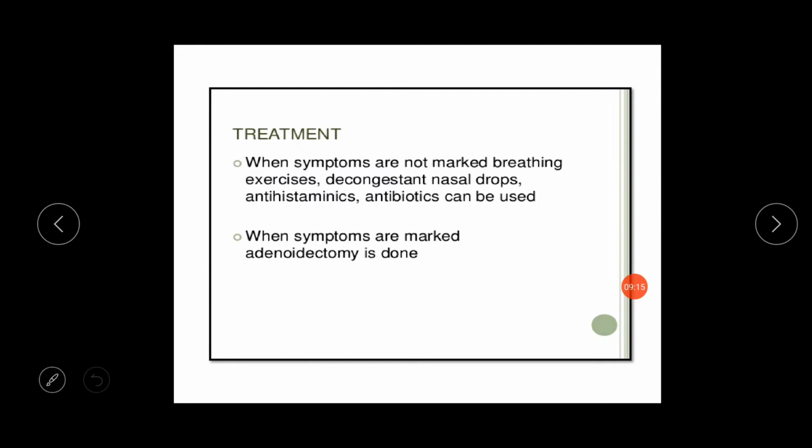Treatment: when the patient has no symptoms or symptoms which are not marked, the patient can be advised breathing exercise, decongestant nasal drops like oxymetazoline or xylometazoline; antihistaminic and antibiotic can be used. When symptoms are marked, or the patient has severe nasal obstruction, a history of mouth breathing and recurrent attacks of serous otitis media with decreased hearing, adenoidectomy should be advised.